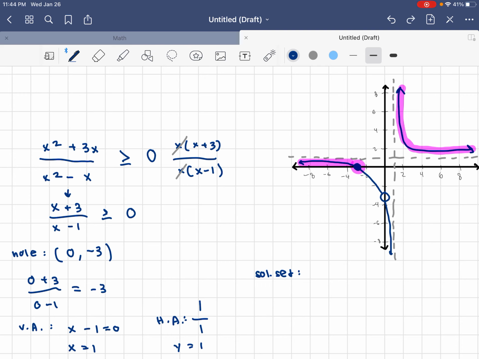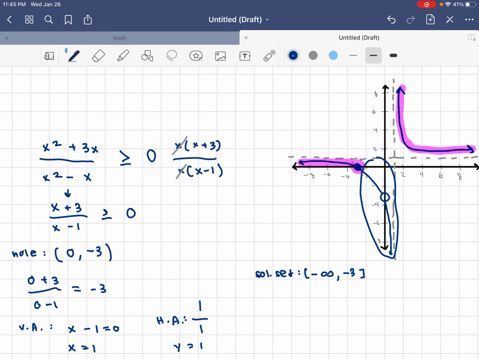So over here, it's going to keep going this way, so we know it's going to be from negative infinity, and it will go to this point, which is negative 3. And since it's greater than or equal to, we're going to use a bracket because we're going to include that negative 3. We're going to include this point.